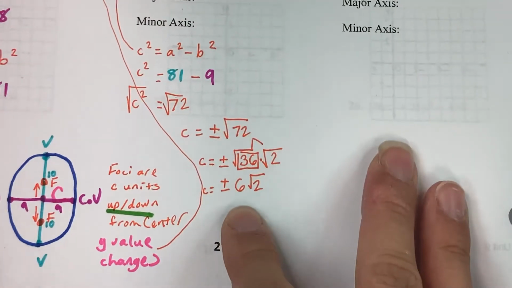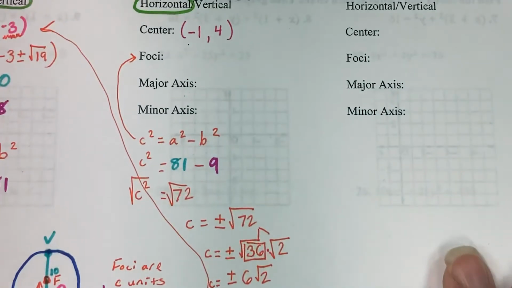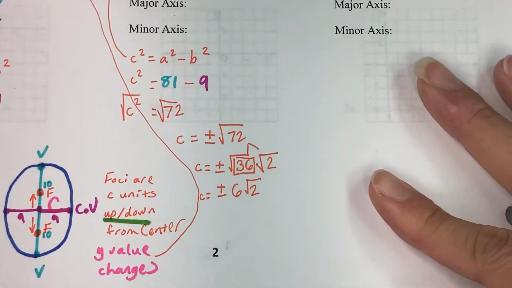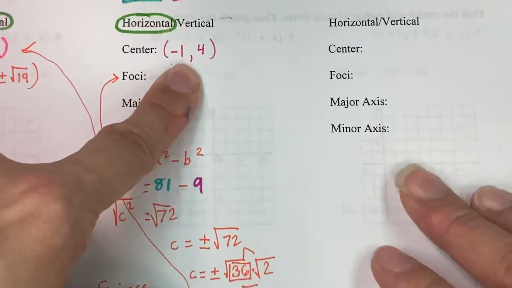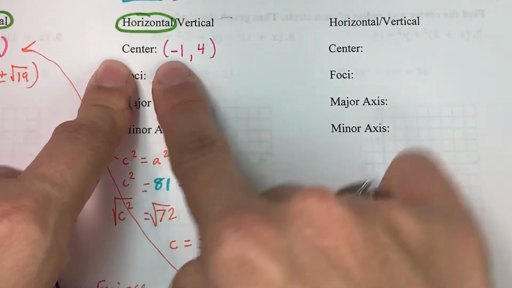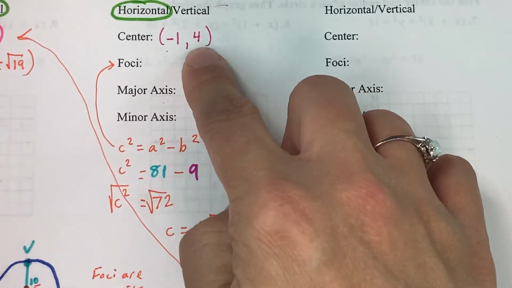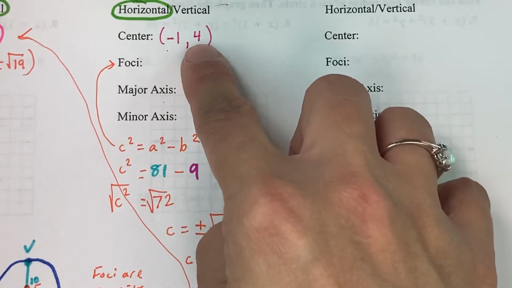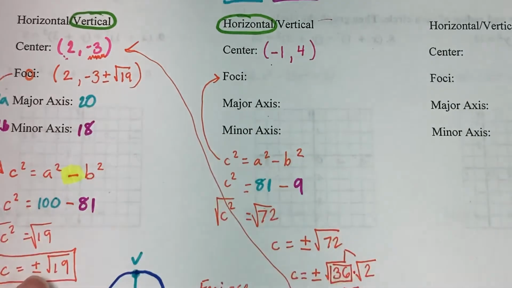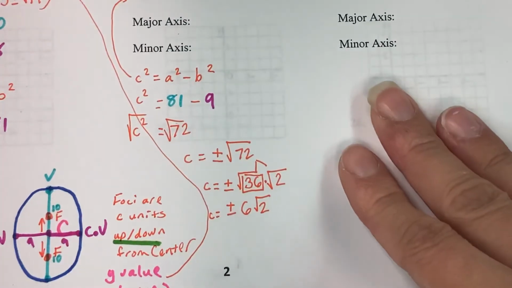So now we know that the foci lie on the major axis. So what we want to do is draw a little picture to help us figure out which direction we are going to move from that center point. If we move left and right of the center point, the X value will get plus or minus 6 rad 2. But if we go up and down from the center, then it would be 4 plus or minus 6 rad 2. So similar to this one, where since it was vertical, we add it to the Y value of the center. So I'm going to go ahead and sketch out what this would look like.